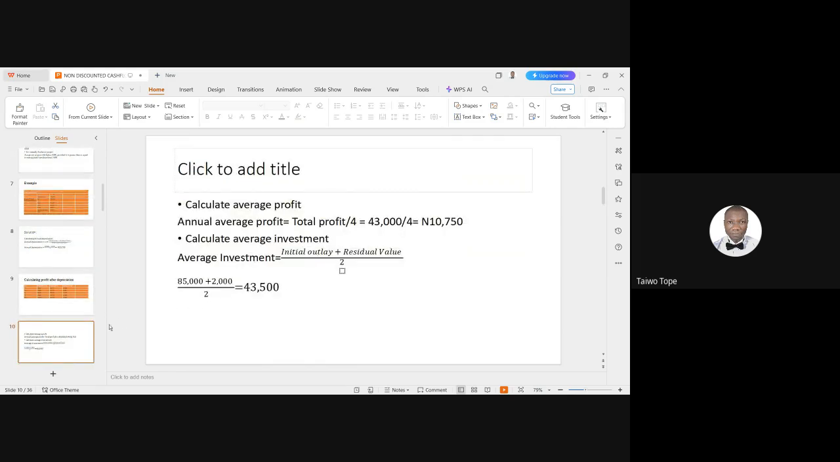So what next are we to do? You need to calculate your average profit. The annual average profit is what? The total profit as computed here is 43,000.